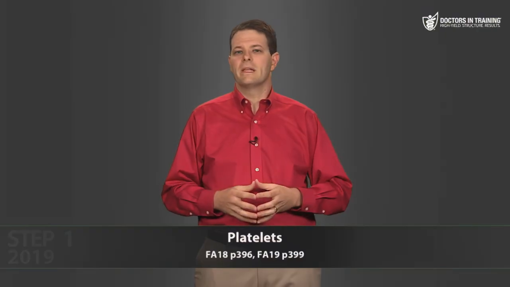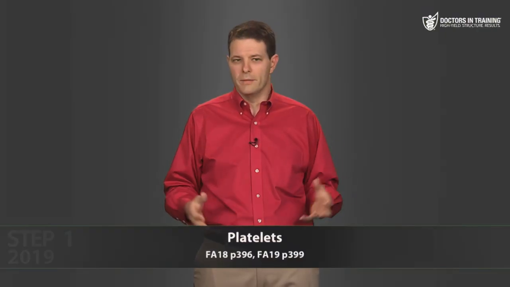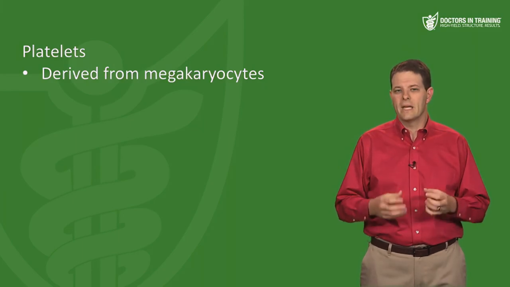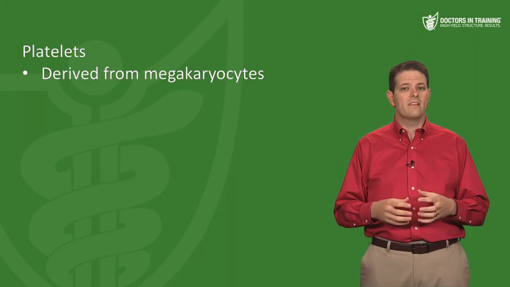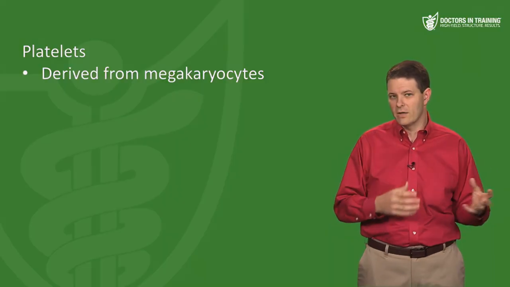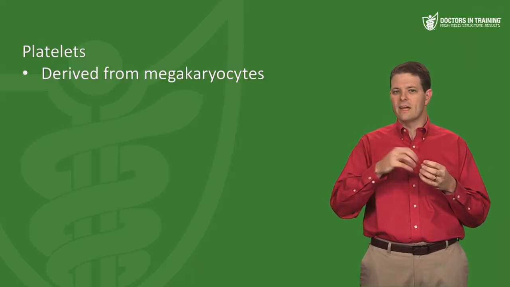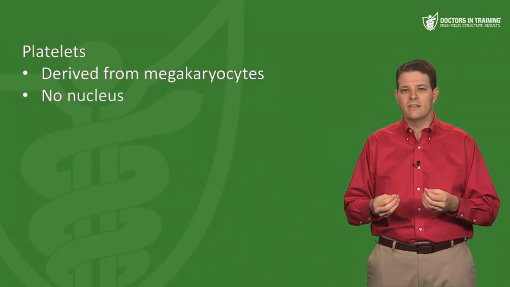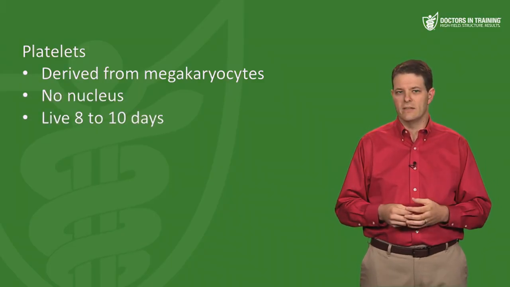So let's start with some platelet basics. Platelets 101. First of all, platelets are derived from precursor cells called megakaryocytes. Remember, megakaryocytes are huge. They're megakaryocytes. And then they pinch off little bits of cytoplasm and cell membrane, which are the platelets. Now, platelets have no nucleus, and they live in circulation only 8 to 10 days.